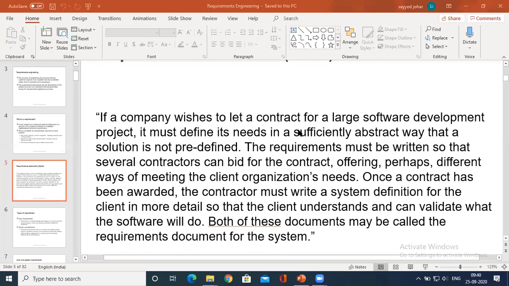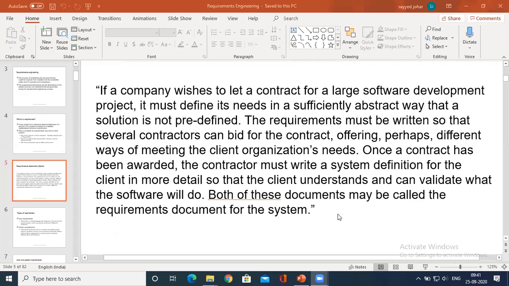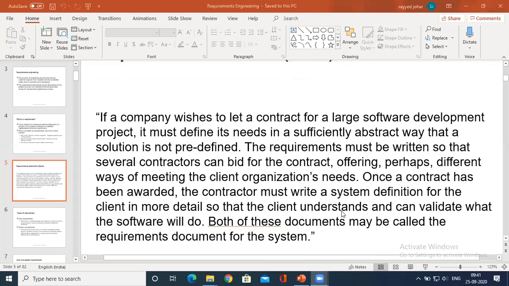Both of these documents, in the sense, the client, or sorry, the customer has given the requirement. The requirement has been discussed in front of the client. I would say the client and the customer are the same. The developers who want to develop this again scrutinize and discuss the same requirement in front of them. So both of these documents may be called the requirement document for the system. This is just one scenario that is being given.